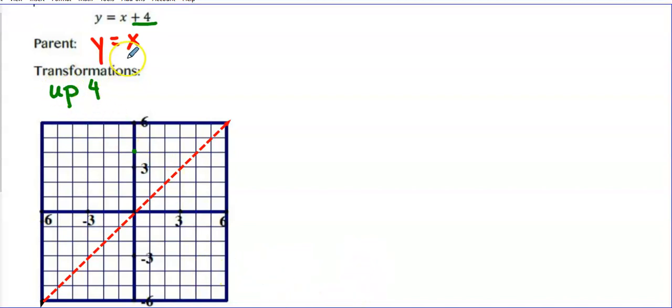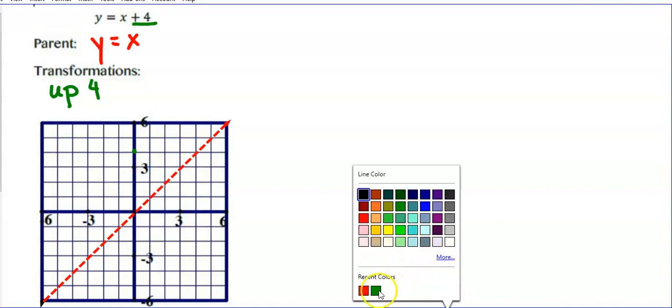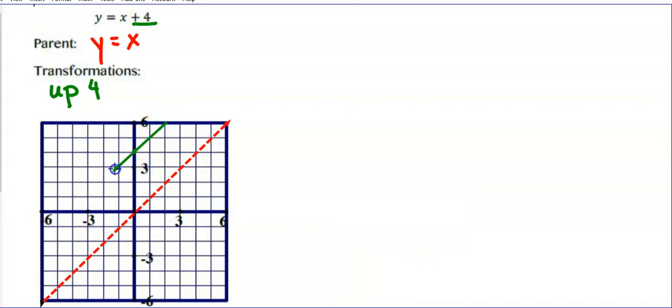And the slope is still 1. The slope didn't change. So it's actually just going to look like this function right here, but moved up 4 places. So let me make sure I got the right color. Okay, so in green, I will construct the transformed function. All right, so that's what the transformed function would look like.